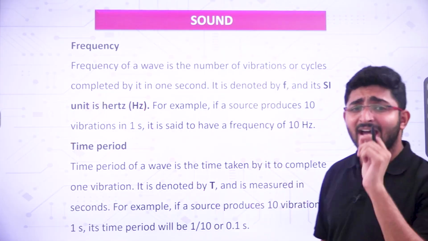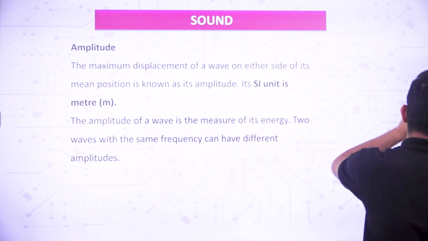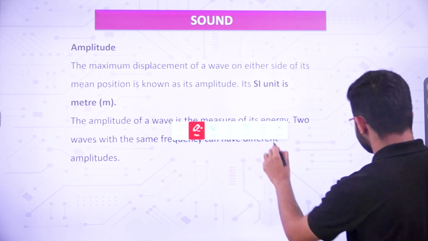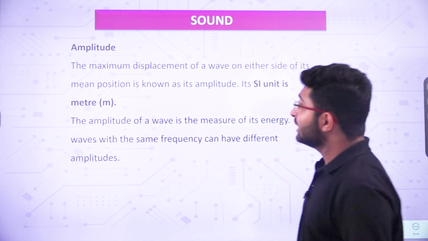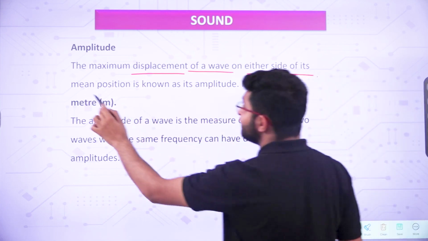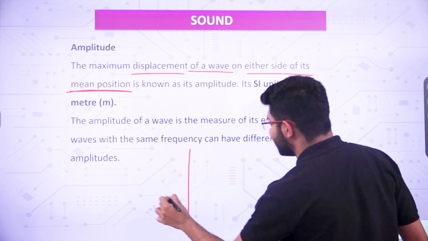Now moving ahead, we have the third term related to the sound wave, that is the amplitude. This is a very confusing topic, as I have already elaborated in the previous session, right? So what is amplitude? It is the maximum displacement of a wave on either side of its mean position. Now what is the mean position? Firstly, you have to understand that.